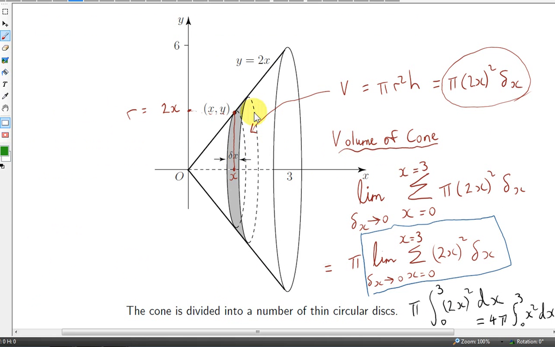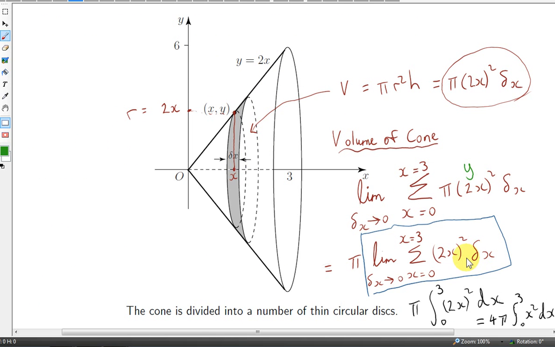So in general, what are we doing? Well, here's the cone again. This was the equation of the curve. Well, it's a straight line in this case. For the cone it's 2x, but in general we're just taking the y value and squaring it. So in this case it's 2x, but here in general it's y, of course.